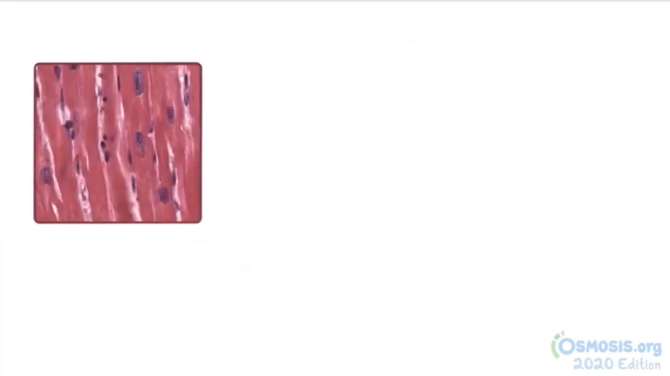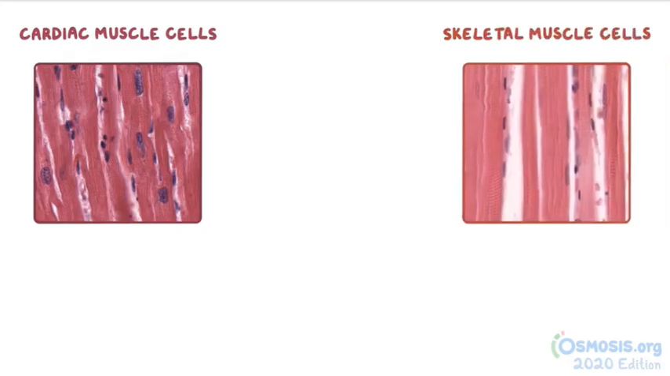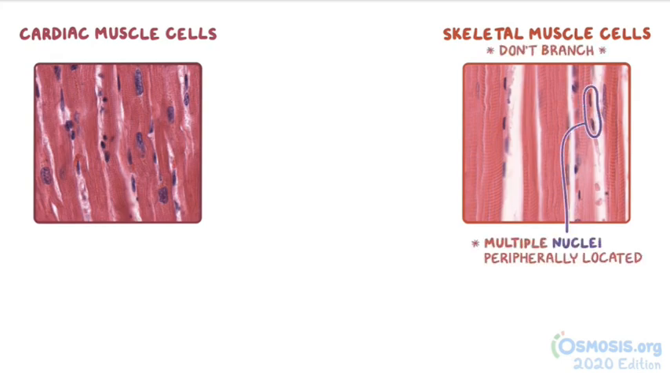Let's take a look at a longitudinal section of cardiac muscle cells that was stained with hematoxylin and eosin, or H&E for short. If we compare cardiac muscle cells to skeletal muscle cells, we can see that there are some key differences between the two muscle types. Skeletal muscle cells don't branch and have multiple nuclei that are peripherally located along the cell, whereas cardiac muscle cells are branched and usually have just 1 or occasionally 2 centrally located nuclei.